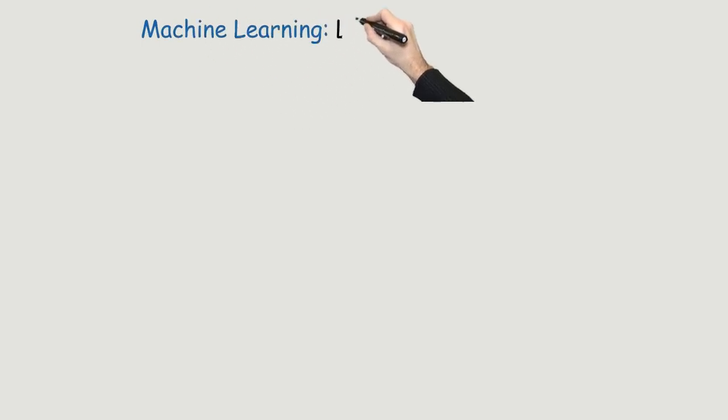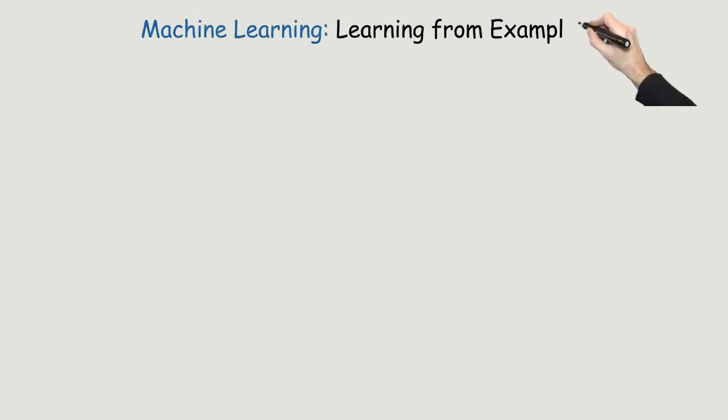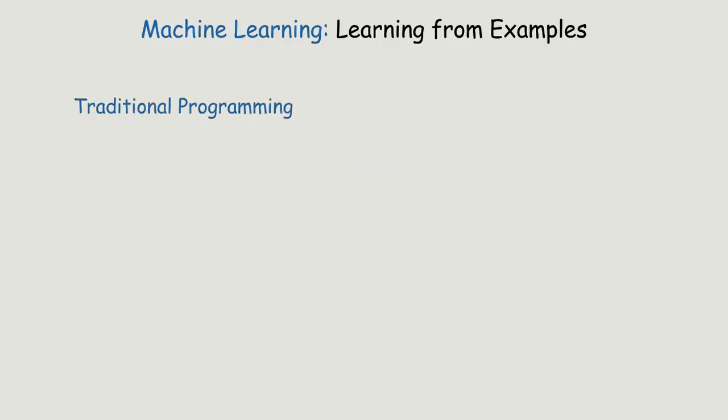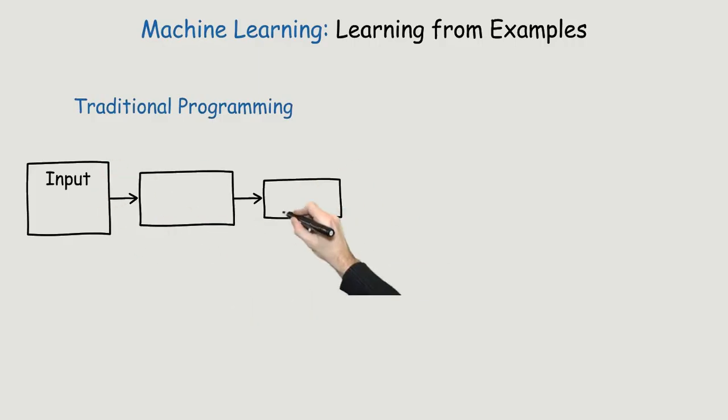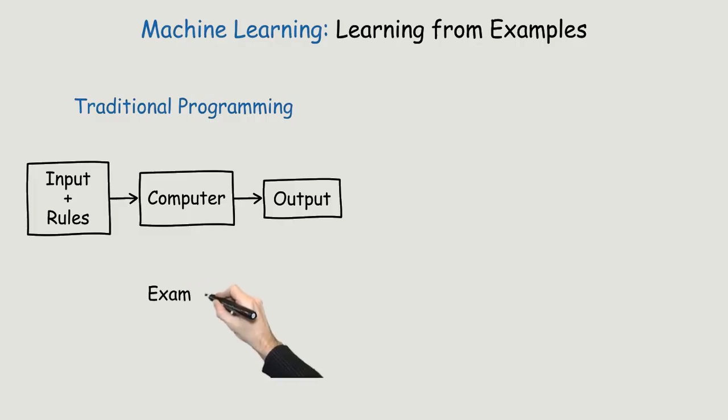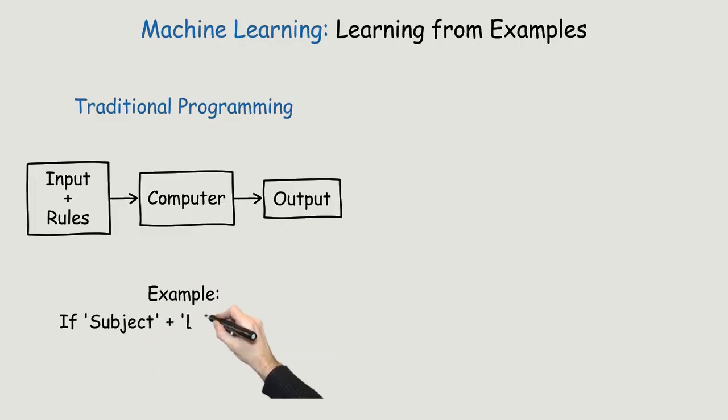Machine learning, in simple terms, is a way to make computers learn from examples instead of following handwritten rules. In traditional programming, you do three things. You take input data, you write explicit rules, and the computer follows those rules to produce an output. For example, with email spam, you might write rules like, if the subject line has certain words and too many links, mark it as spam. This works when the rules are clear and don't change much.